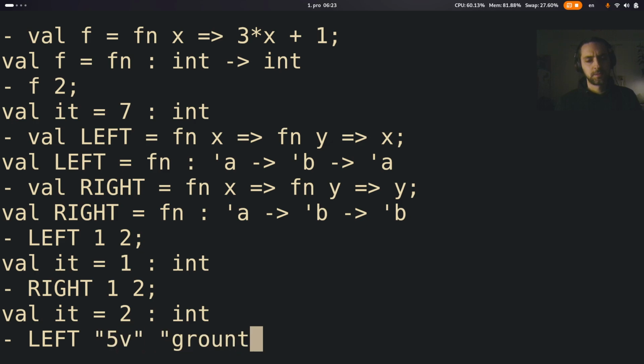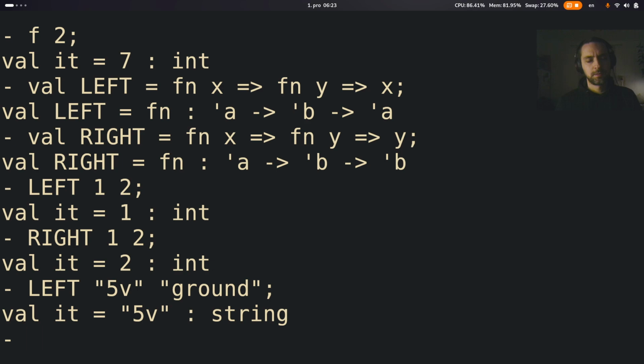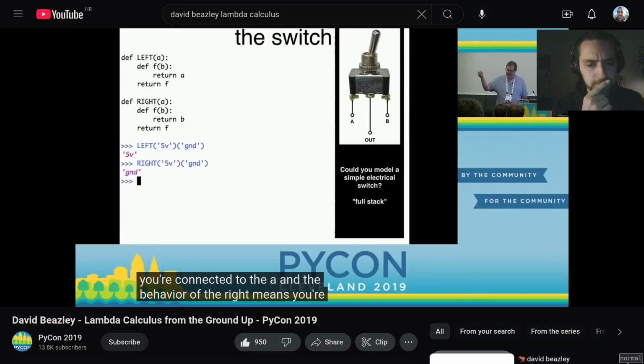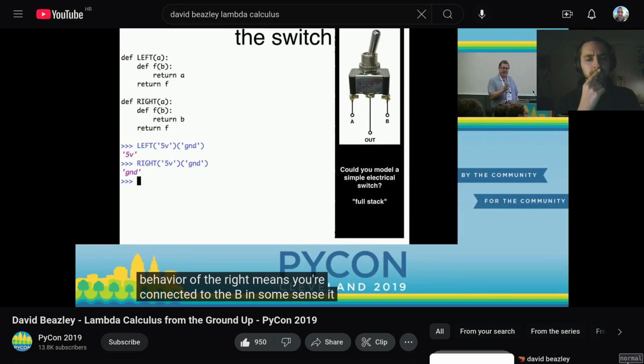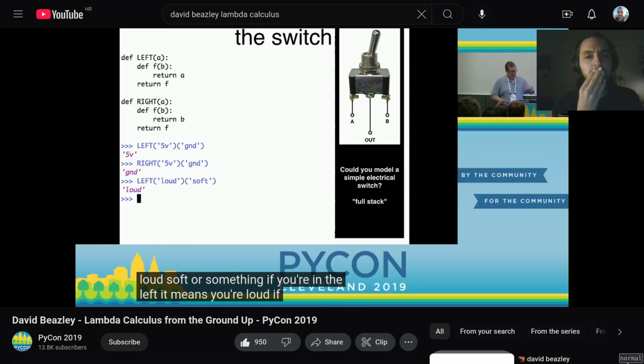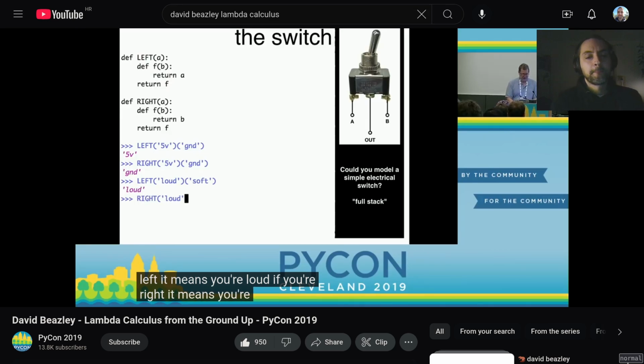Now, the thing that's kind of wild about this is that these functions don't really represent a thing. It's not a bit. It's not a piece of data or anything. What they're representing is a behavior, basically. The behavior of left means that you're connected to the A. And the behavior of the right means you're connected to the B. In some sense, it doesn't really care what you pass in here. You could have left of loud, like loud soft or something. If you're in the left, it means you're loud. If you're right, it means you're soft.